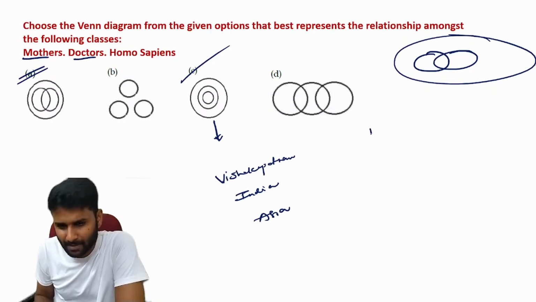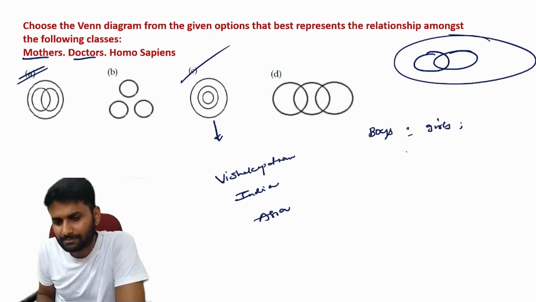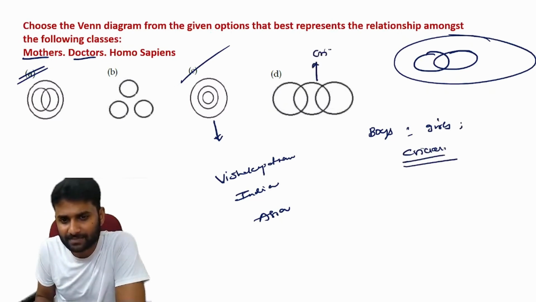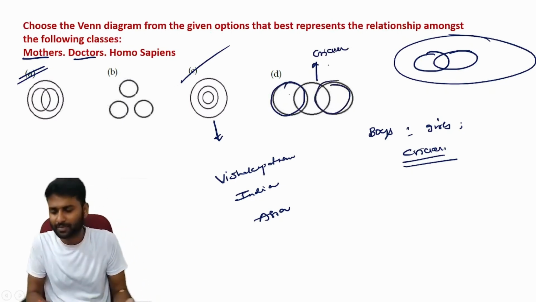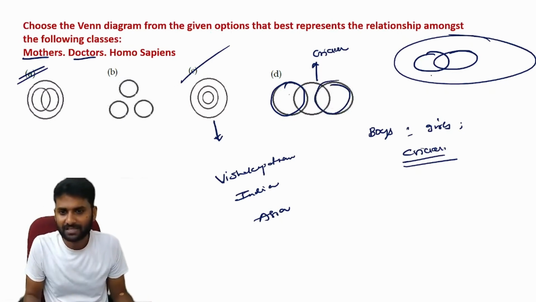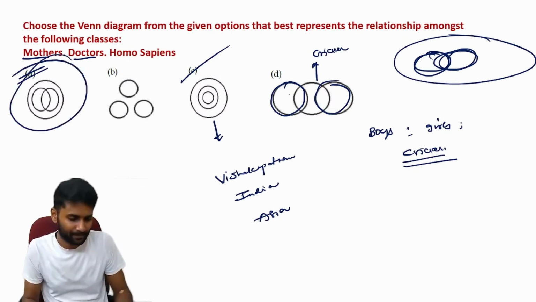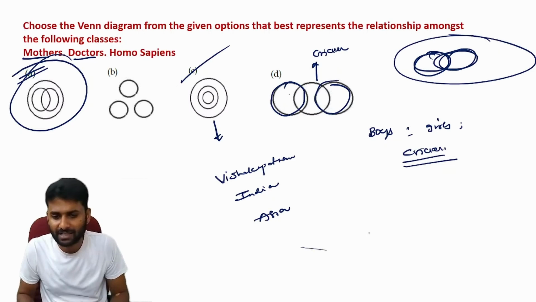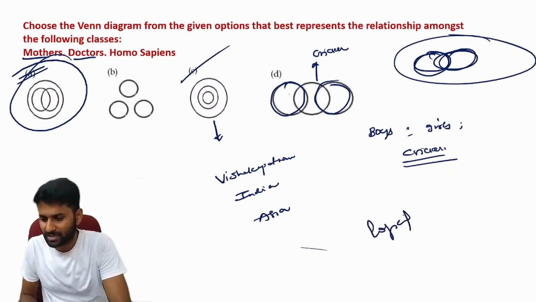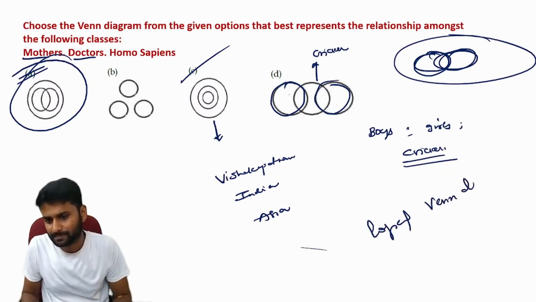Let's check with this one. Boys, girls, and cricketers. Then how can you connect? These are the cricketers, and some of the cricketers are boys, some of the cricketers are girls. So you can include that information in the respective picture. That's why, some mothers are doctors, some daughters are mothers, then all belong to Homo sapiens. That's why here the suitable answer is A. Hope it's clear. This is all about the logical Venn diagram concept.